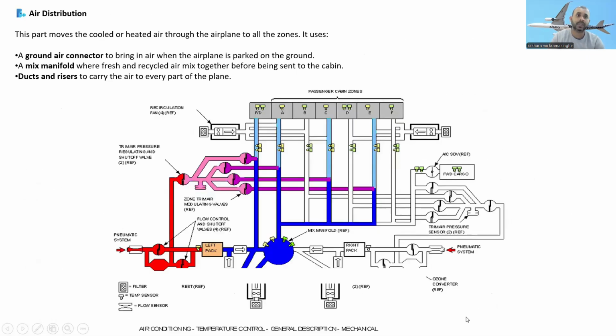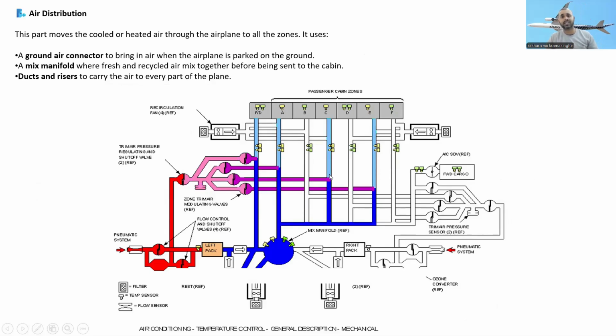All right. Okay, so the air distribution: this part moves the cool or heated air through the airplane to all the zones. It uses the ground air connector to bring air when the airplane is parked on the ground, and the mixed manifold where the fresh and recycled air mix together before being sent to the cabin, and the ducts and risers to carry air to every part of the plane.